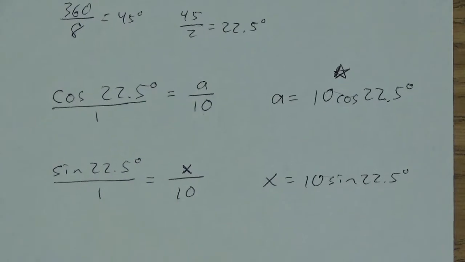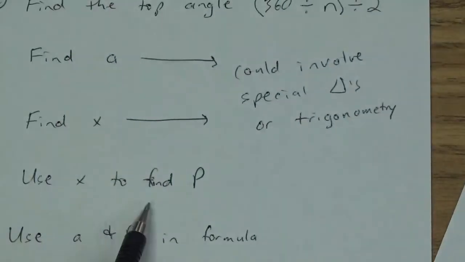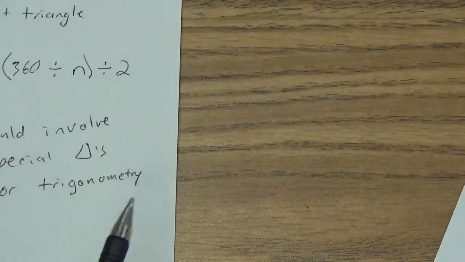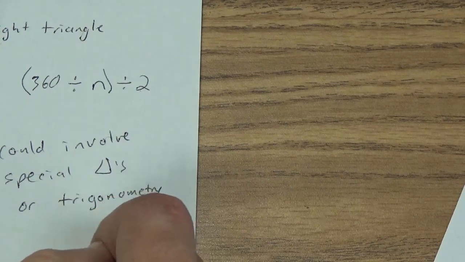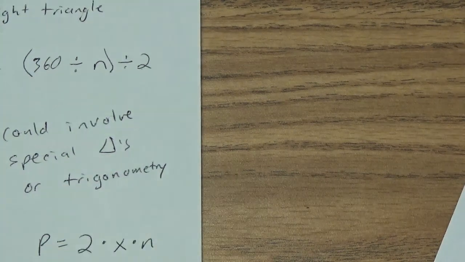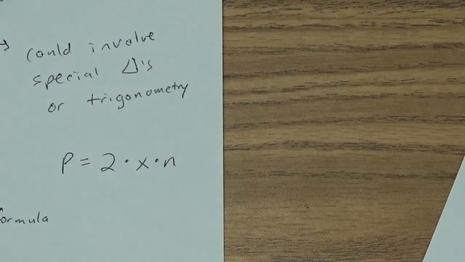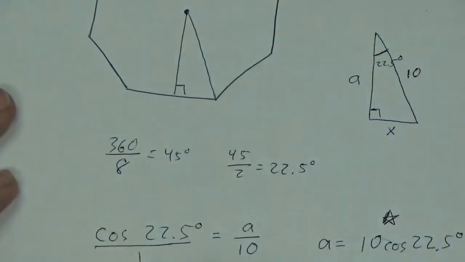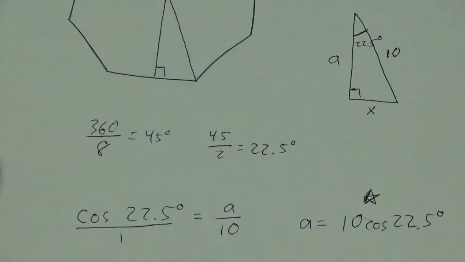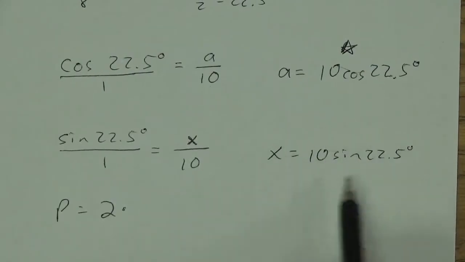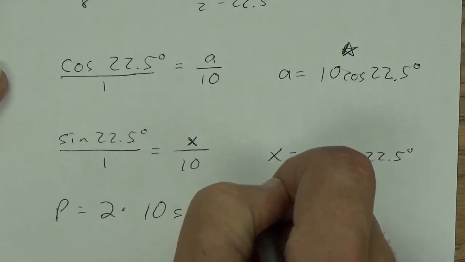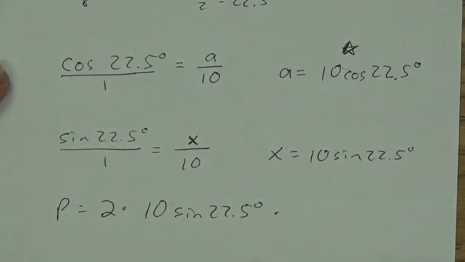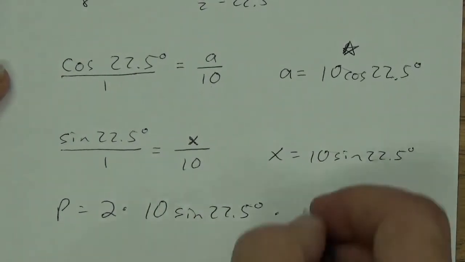Now remember, we use X to find P. That's our next step. Come back over here, remember, use X to find P. If we look back at that previous page, I didn't write it down here. Instead of showing the whole previous page, I'll just put this off to the side. P equals 2 times X times N. So P equals 2 times this X right here, 10 sine 22.5, times N. Remember, the number of sides for an octagon would be 8.